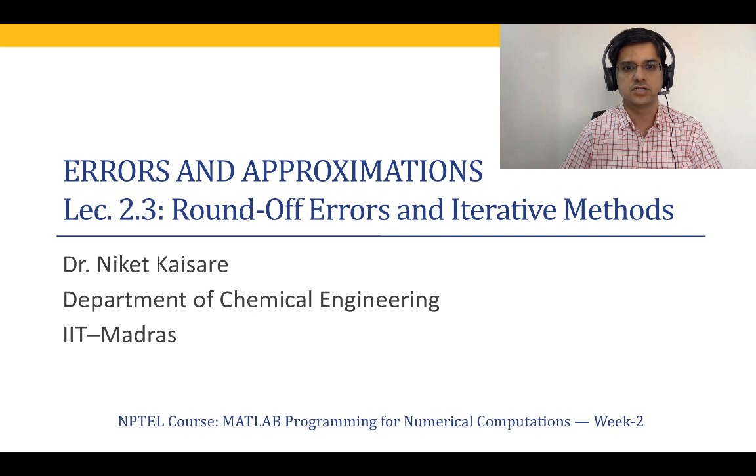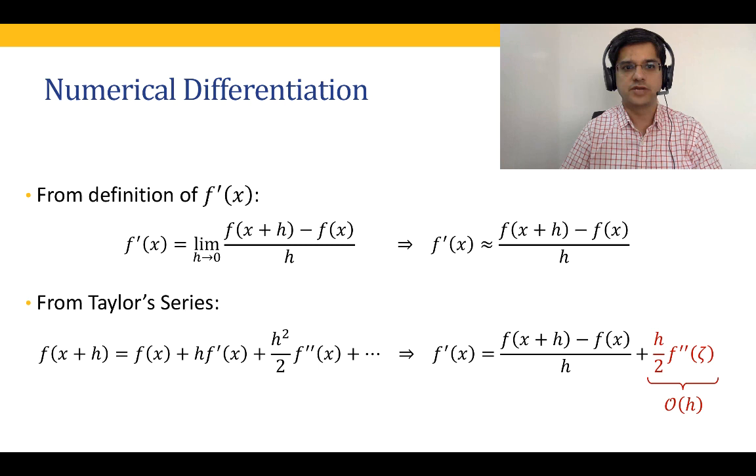In this lecture 2.3, we are going to consider another type of error, which is known as round-off errors, and we will see the trade-off between round-off and truncation errors. Thereafter, we will talk about another type of method known as an iterative method. So we'll take the example from numerical differentiation.